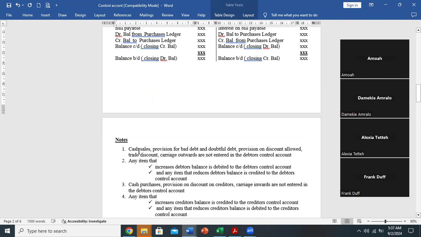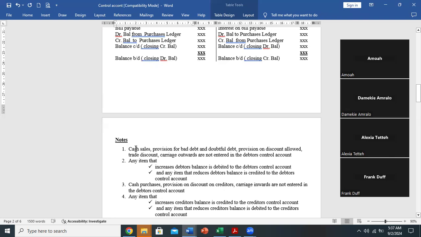Now, note number 1: cash sales, provisions, okay, provision for bad debt, provision for discount allowed, carriage outwards, carriage inwards, etc. These things do not affect the control account. And let me explain why.